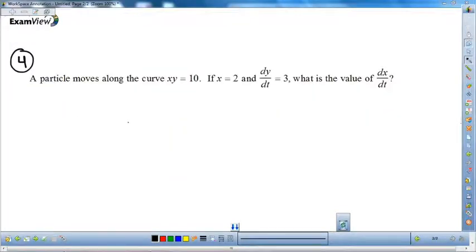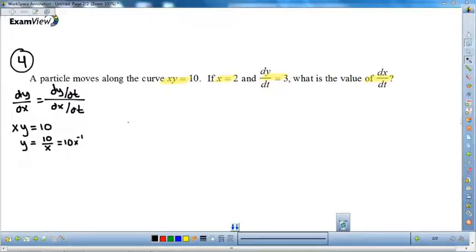For number 4, we're trying to find the value of dx/dt. So we know that dy/dx is dy/dt over dx/dt. So the first thing that we're going to do is find dy/dx. Taking the derivative of 10 over x, which is 10 x to the negative 1, we get dy/dx equal to negative 10. Remember, we're going to subtract 1 from the exponent. So we get negative 10 over x squared.